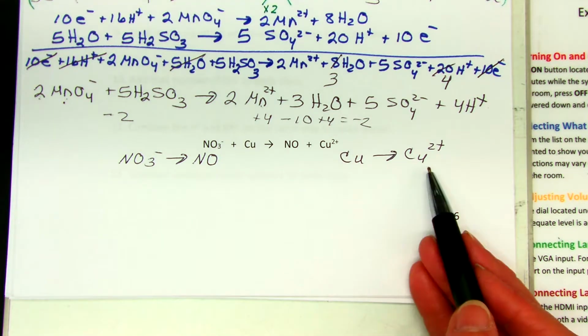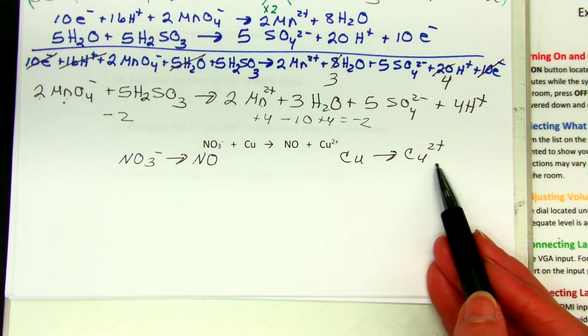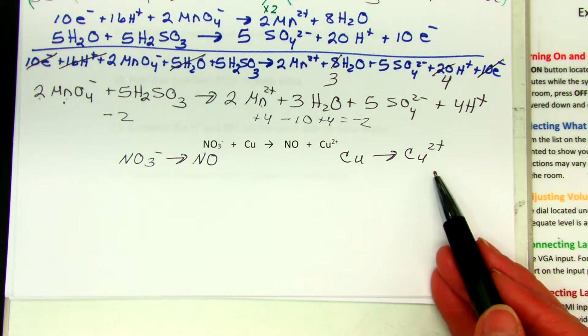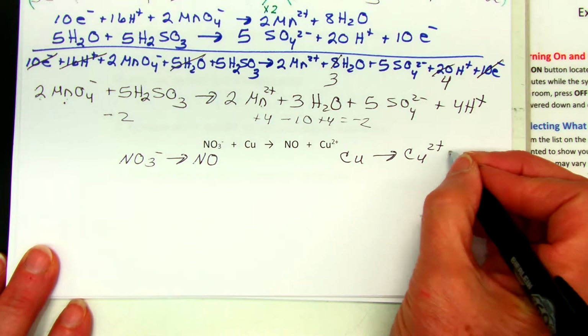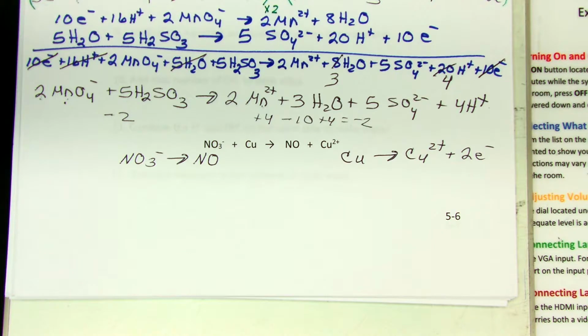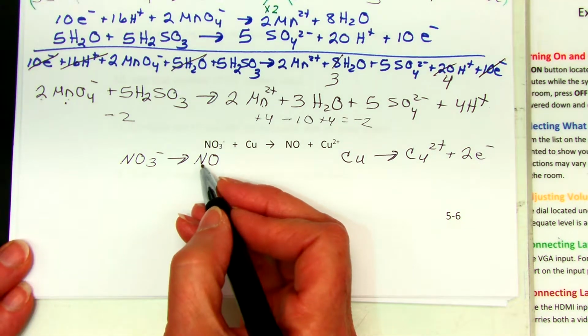1 copper, 1 copper. No oxygen, no oxygen. No hydrogen, no hydrogen. So I'm balanced for mass. 0 charge, plus 2, so add 2 electrons. So that's all I have to do to that half. It's easier.